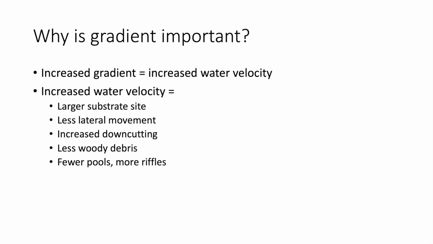So this is why gradient is important. Just from knowing gradient, I could make a whole bunch of different extrapolations on where that river probably is, what sort of substrate that river has in it, what the woody debris situation looks like, what the habitat unit looks like, whether it's straight or meanders. So basically gradient is kind of like a master measurement that influences so many different things that it's just really important to take because you can infer a lot of information from it.